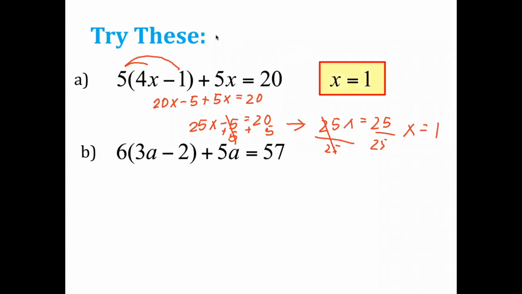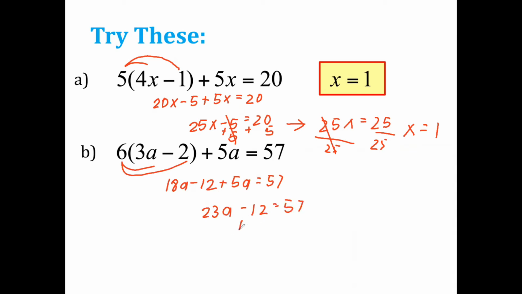In the case of letter B, we have 6 times 3a minus 2 plus 5a equals 57. Go ahead and distribute 6 to the expression inside the parentheses. That would give you 6 times 3a, 18a minus 12 plus 5a equals 57. Combine like terms, in this case 18a plus 5a, that would give you 23a minus 12 equals 57.